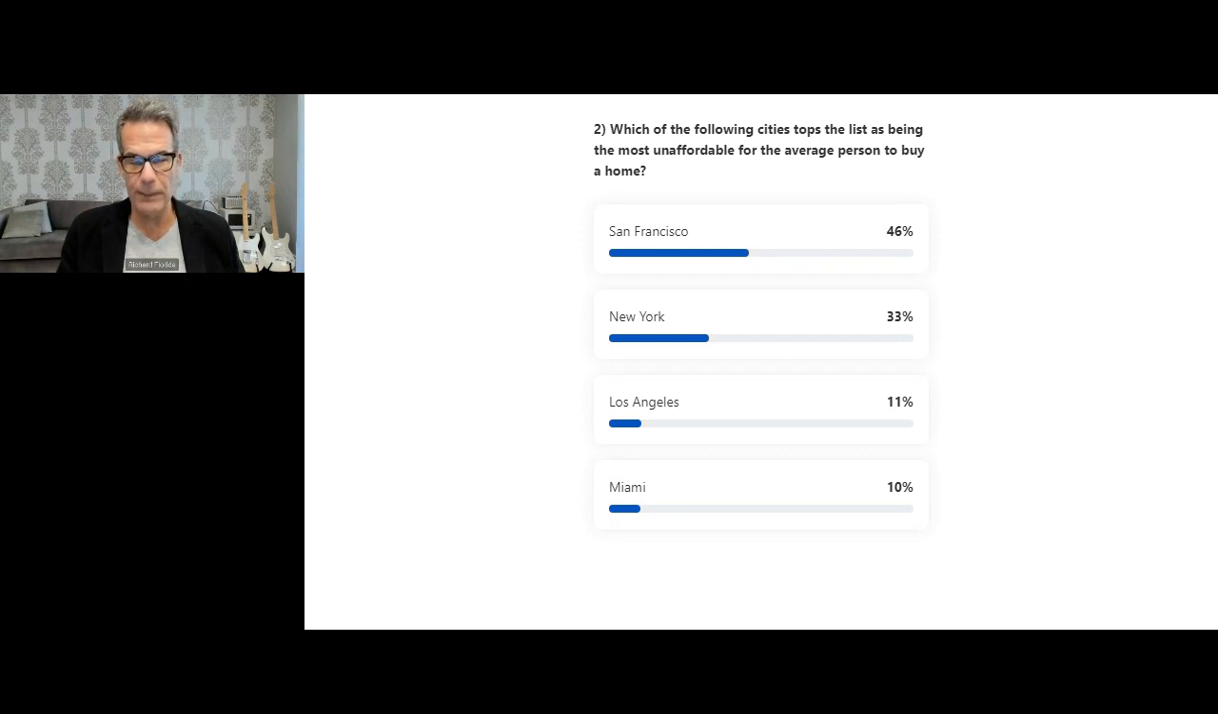And one of the things the pandemic did is people spread out, because these places are much smaller than New York or Los Angeles, it affected the housing market much more, and Miami became the most unaffordable.